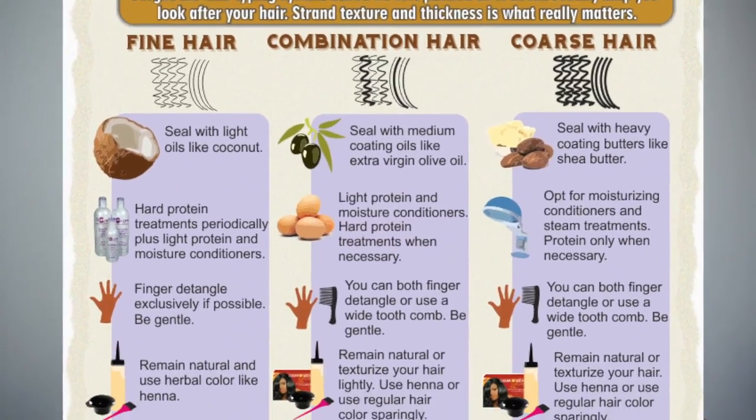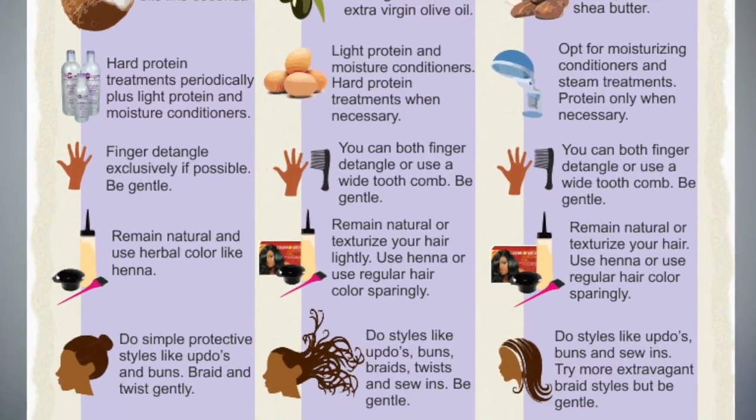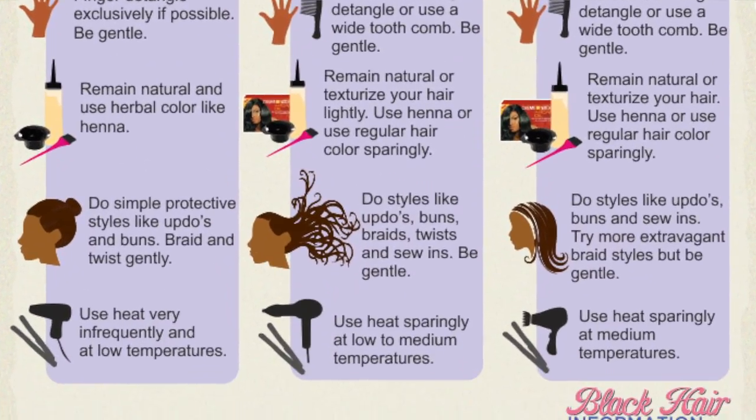The nice thing with this particular hair type chart is that it shows what each person should or might try for their particular hair. For example, I put myself in the thin hair type box, so I should seal my hair with coconut oil, finger detangle, not use much heat, not use color, not chemically treat my hair, etc.